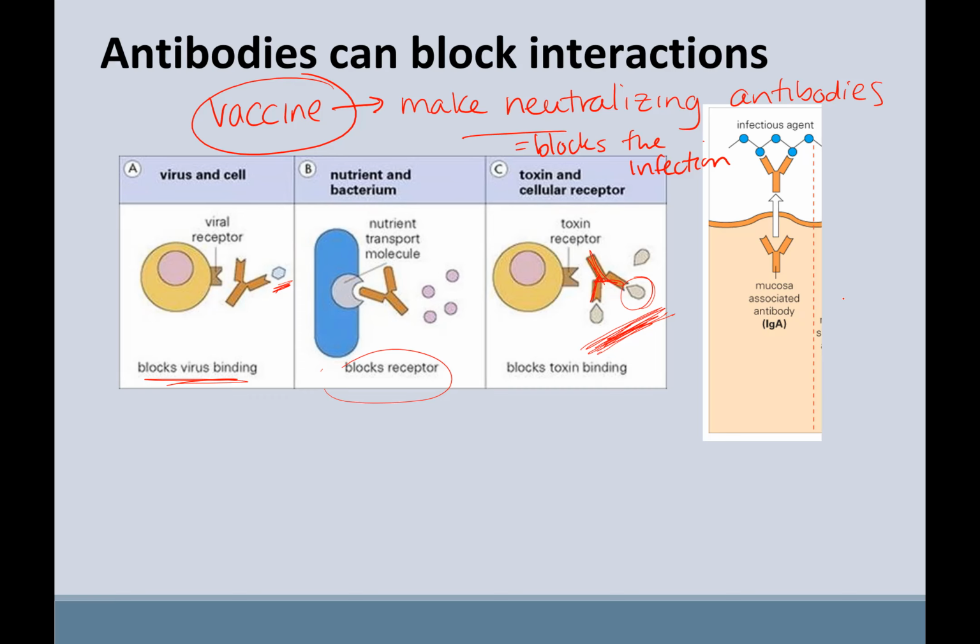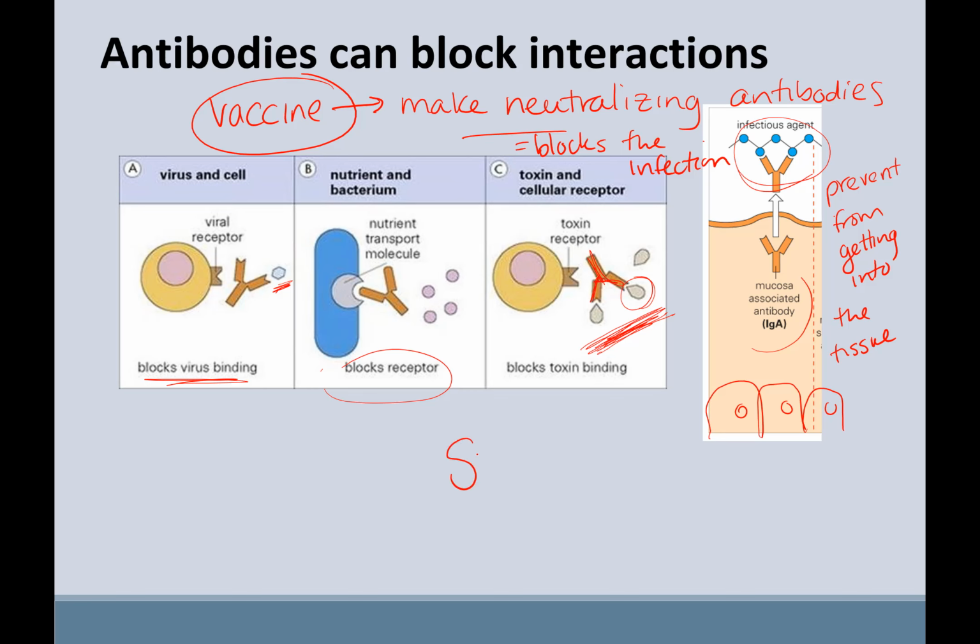And this diagram is showing that this antibody is binding to the infectious agent to prevent the infectious agent from getting into the tissue. So the mucosa, it's trying to cross the lining, get to the cells down here. That's a cell, that's a cell, that's a cell. And so antibodies can again block that interaction.